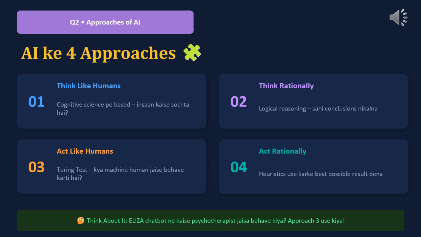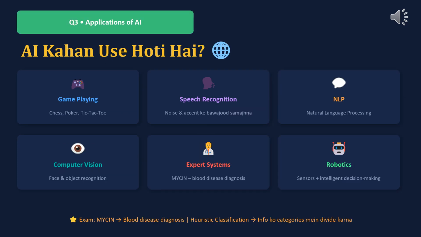An important example is the Eliza chatbot, which behaved like a psychotherapist and demonstrated the idea of acting like a human. Slide 4. Applications of AI. Artificial intelligence has applications in many fields. In gaming, AI is used in chess, poker, and strategy games.